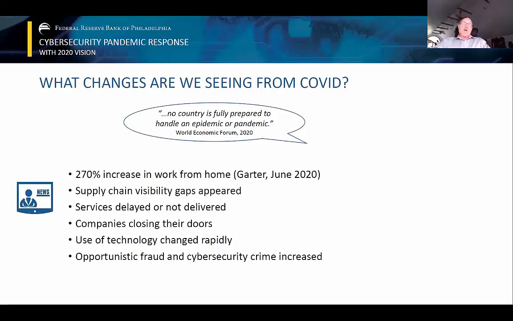So there are going to be impacts, right? There are going to be unforeseen events and reactions to those events that are occurring. The biggest thing that everybody can probably relate to in one way or another is this increase in working from home. Gartner surveys and other surveys are all sort of indicating that even after the pandemic is over, the increase in work from home is going to be more permanent. We're going to see more people working from home than before the pandemic.